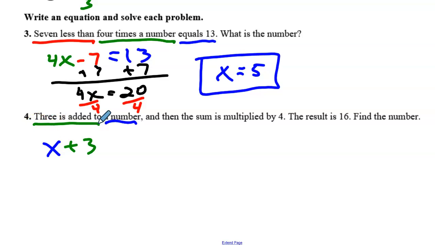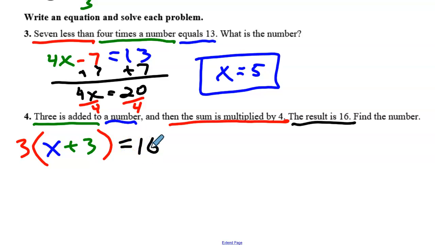And then that sum is multiplied by 3. It's a little bit tricky because then we're going to take all of that and multiply it by 3. And then the result of that is 16. There you go. Now if we solve that, oh shoot, we said multiplied by 4. Sorry. I multiplied by 3. That should be a 4 out there.